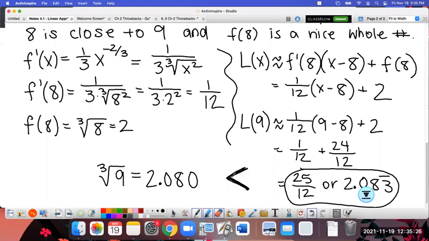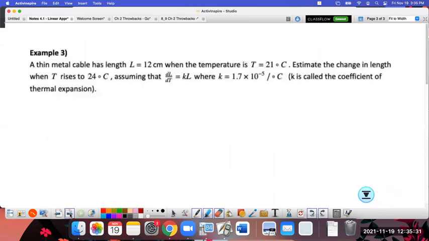All right, one more problem. A thin metal cable has length L equals 12 centimeters when the temperature is 21 degrees Celsius. Estimate the change in length when T rises to 24 degrees Celsius, assuming that dL/dt equals KL, where K equals 1.7 times 10 to the negative 5th per degree Celsius. Oh, and K is the coefficient of thermal expansion. So what is this question asking us for? Are we looking for the change in outputs, or are we looking for the output at a specific point?